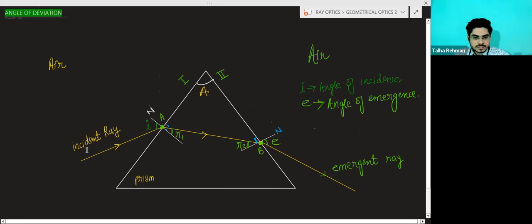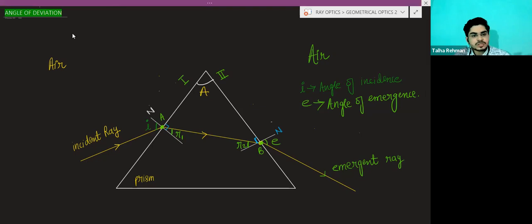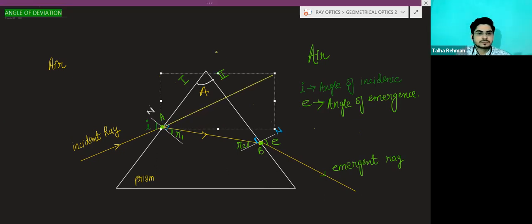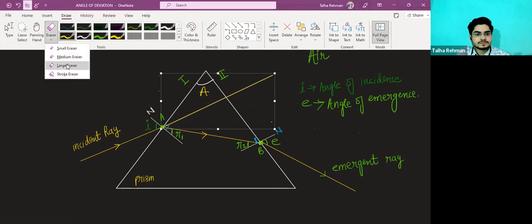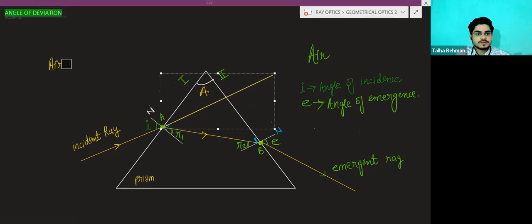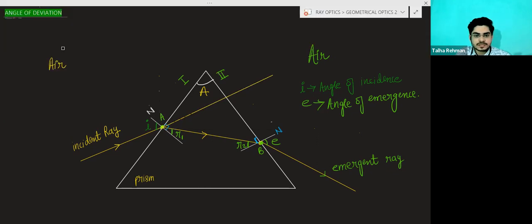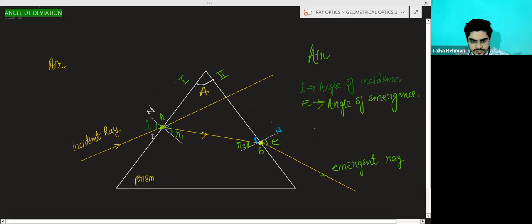Okay, now see the incident ray. This is the path of the incident ray, and just produce the path of the incident ray when, suppose, there is no prism. So this ray will go like this. When there is no prism, this ray will not suffer any kind of deviation. It will pass straight. This ray will pass straight if there is no prism.